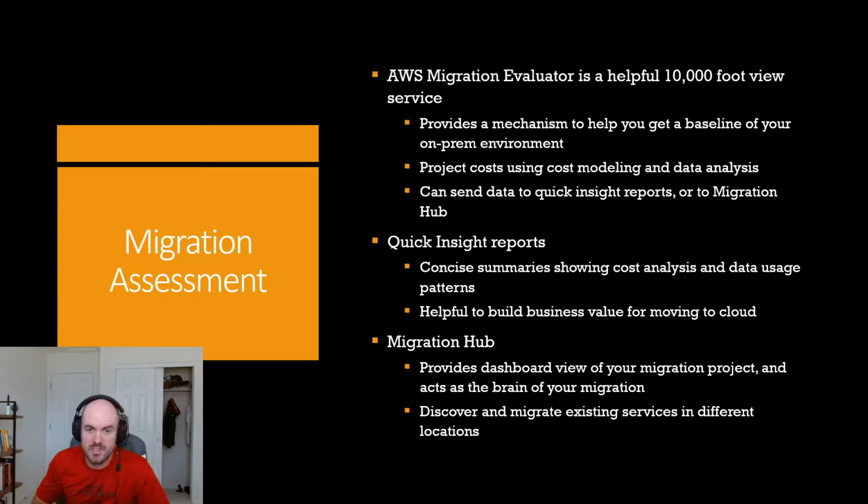So Quick Insight reports are concise summaries that show cost analysis and data usage patterns. Again, it's helpful to build business value for moving to the cloud, so you can send these reports to maybe executives, shareholders, other departments, whatever. And then the Migration Hub is going to provide the dashboard view of your migration project. It's kind of like the central brain of your migration, and it will help you discover and migrate existing services that may be in different locations. Okay, so it's kind of like the centralized hub to manage your migration from start to finish. Okay.